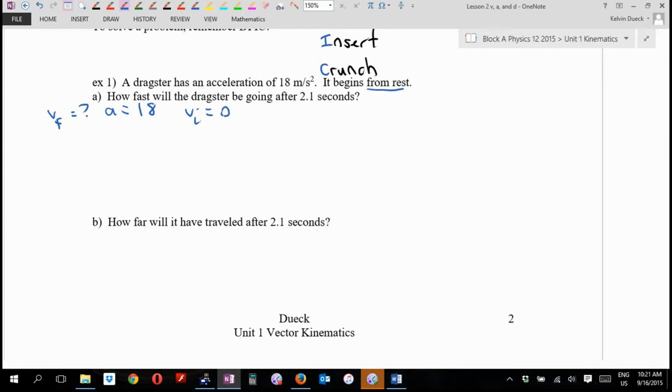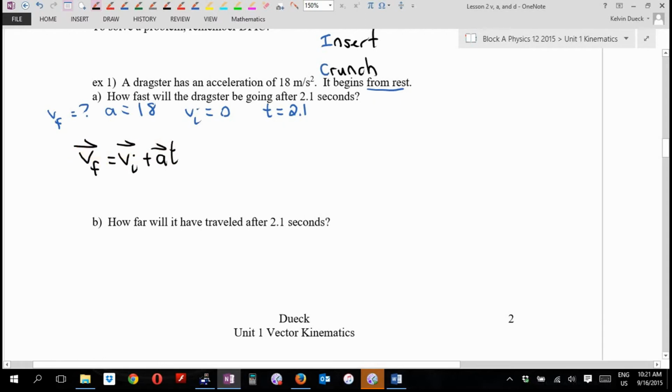Then I see a 2.1 time. Then I would say to myself, I'm looking for an equation that has a VF, a VI, an A, and a T. I think this one. We're starting off with a review of Physics 11, which seemed so tough at the time, but hopefully now this is almost a walk in the park. You would say to yourself, I think I want this equation here.